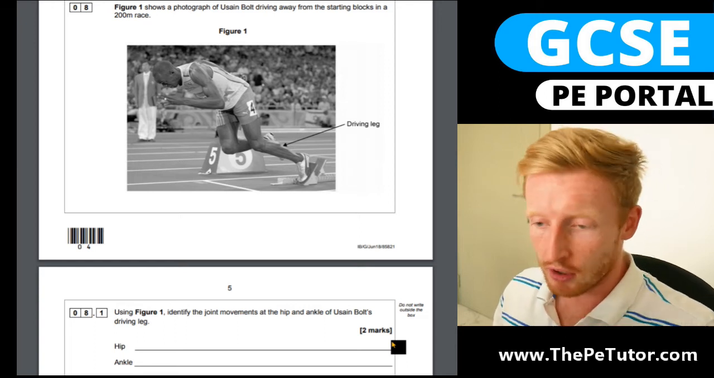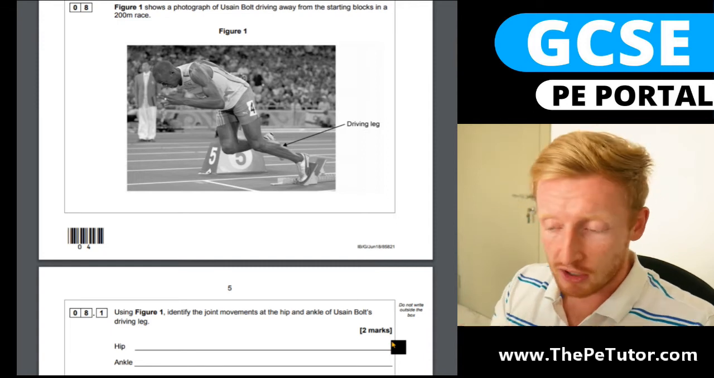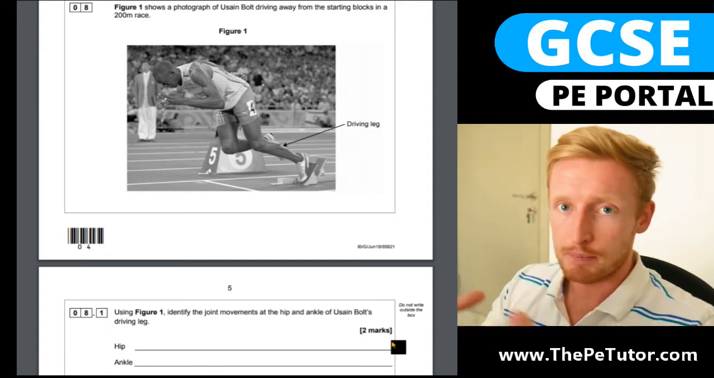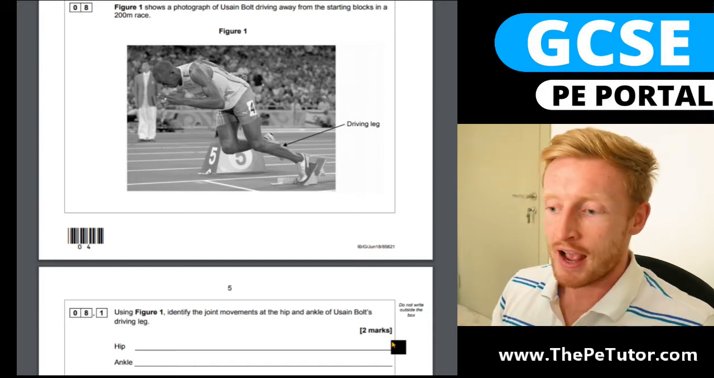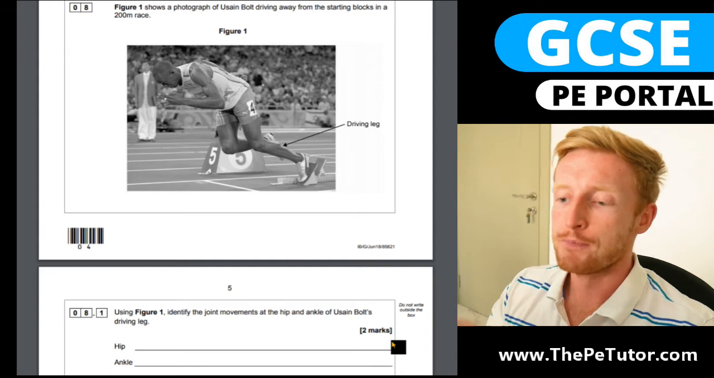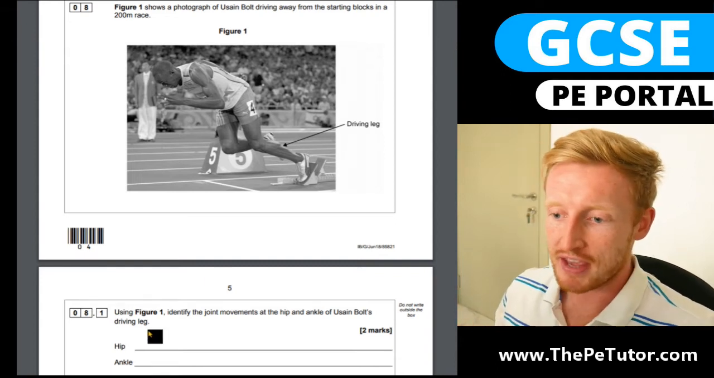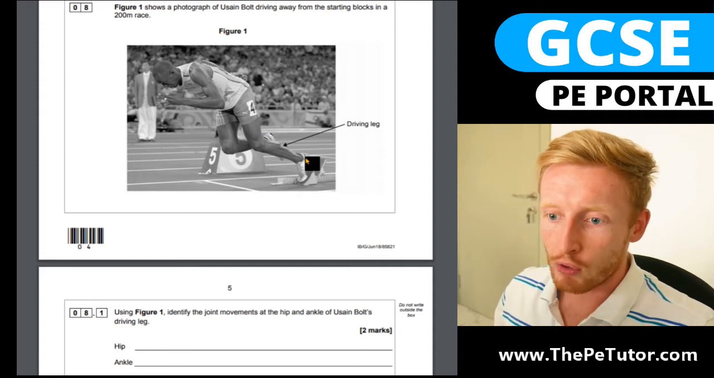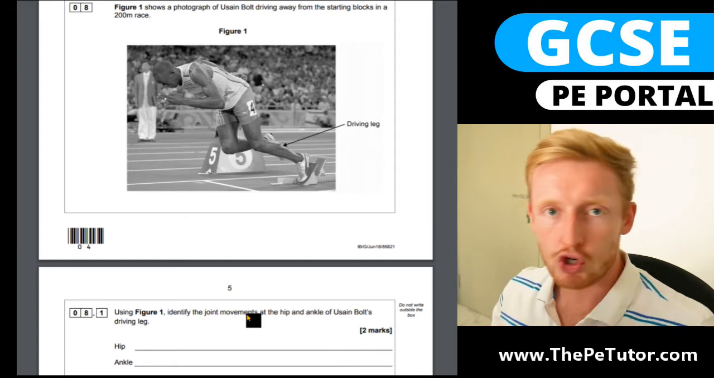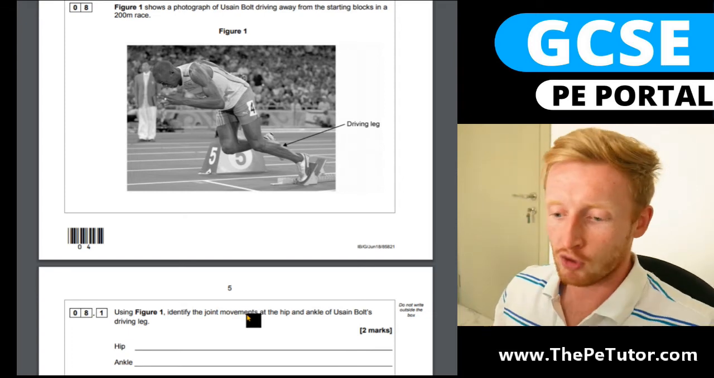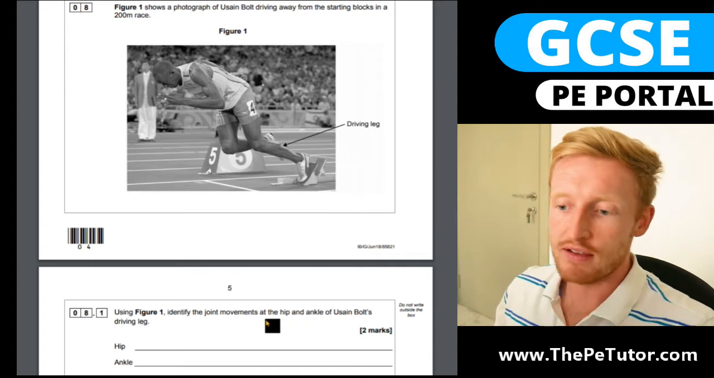So things that you do need to know in a lot of detail are the bones, the different joint types, the different muscles, the different agonist and antagonistic pairs that work together, contraction types, planes and axes, and how they can all work together to bring about some form of movement. So with this question here, we are just looking at the hip and the ankle, and they are only asking us for the joint movement. So things like flexion or extension or abduction or adduction. So how are these joints moving in this example?